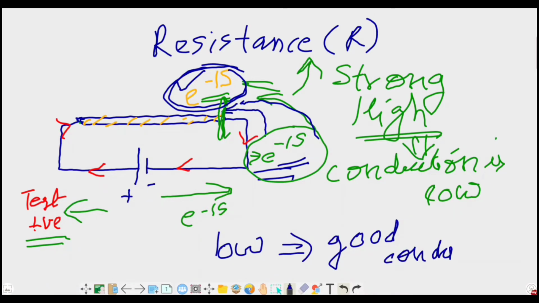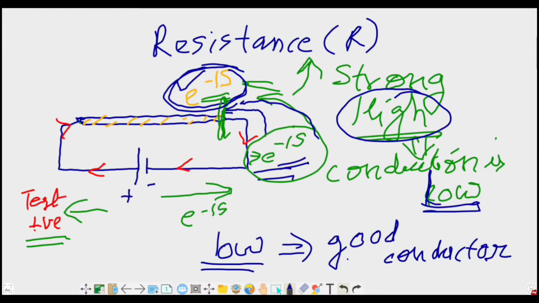Got it? So conduction and resistance are opposite concepts. If the resistance is high, conduction will be low. In the same way, if the resistance is low, conduction is very high. Good. So good conductors always have low resistance, while poor conductors always have high resistance.